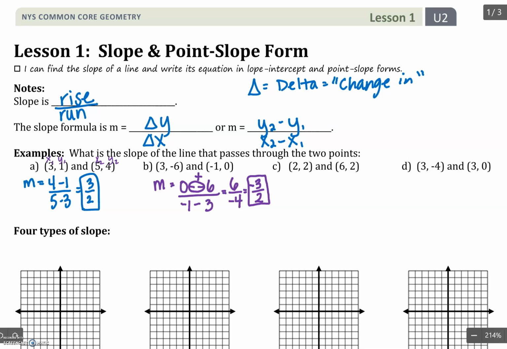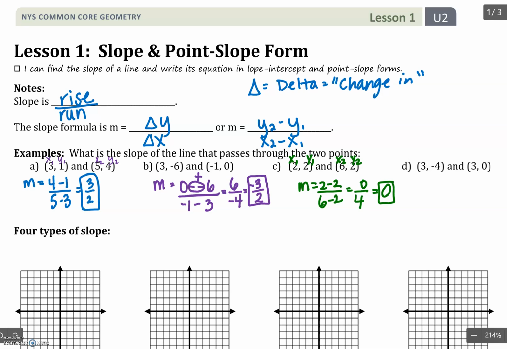Okay, the next one would be 2 minus 2 over 6 minus 2. y2 minus y1 over x2 minus x1, and we would get 0 divided by 4. 0 divided by anything is 0.